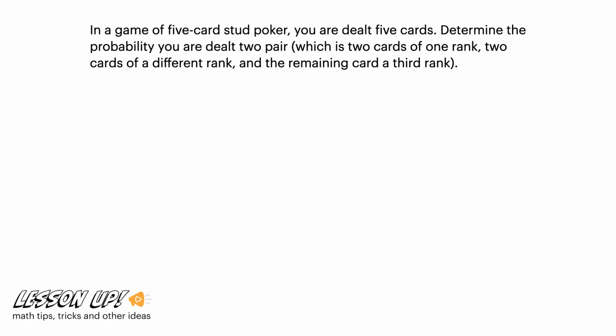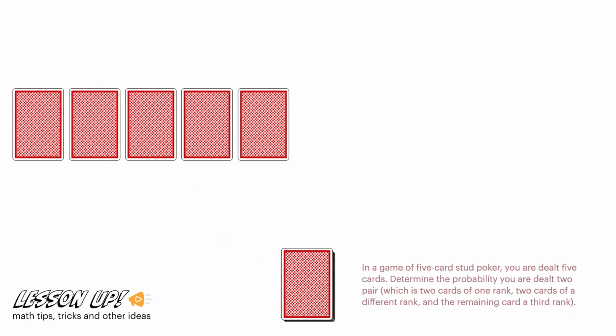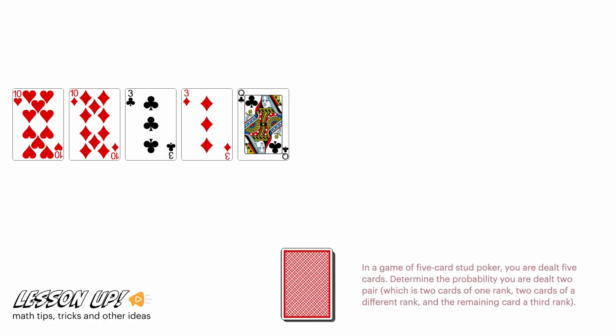Now, students do recognize that the number of ways in which the cards are dealt is a combination. So being dealt 5 cards from a deck of 52 playing cards is 52 choose 5, which is 2,598,960 different ways of being dealt a 5-card hand. So far so good. However, it is at this point that students struggle when totaling up the 2 pair.